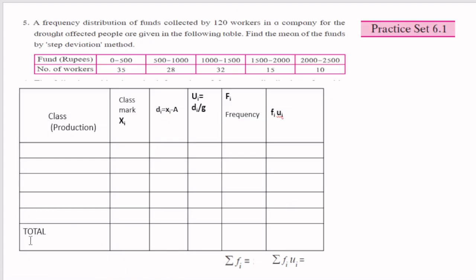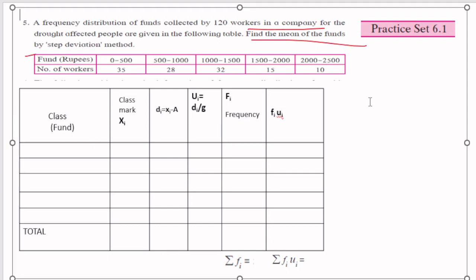Let's see practice set 6.1, question number 5. You will understand in detail how we have to do it. The question says: a frequency distribution of funds collected by 120 workers in a company for the drought-affected people is given in the following table. Find the mean of the fund by the step deviation method. So the fund is given and you have to find the mean.